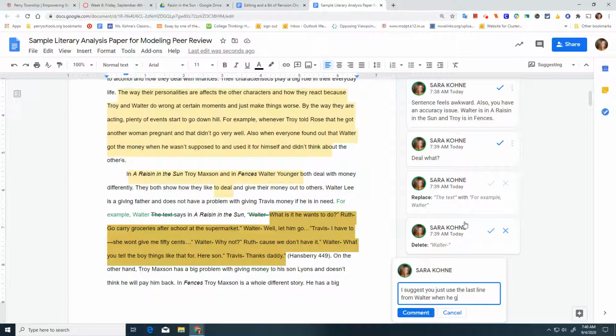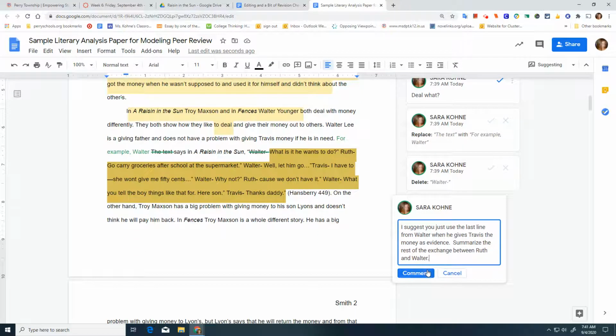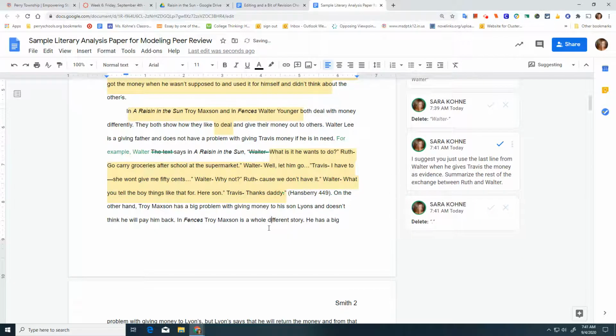When he gives Travis the money as evidence. Summarize the rest of the exchange between Ruth and Walter. Yeah, because it's really awkward if you don't do that. And again, I would erase this period here.